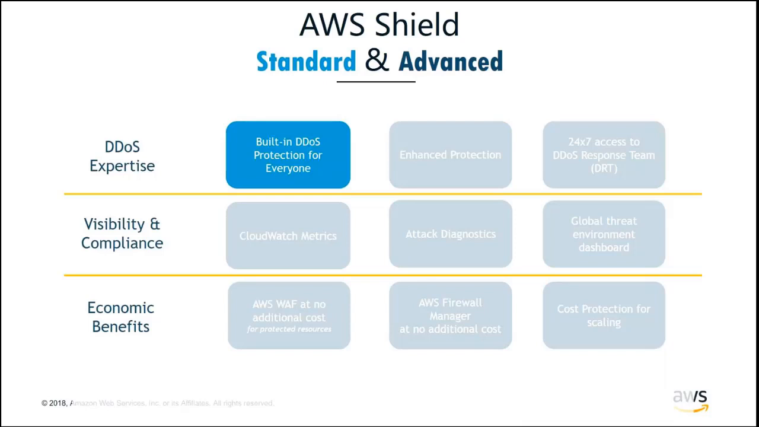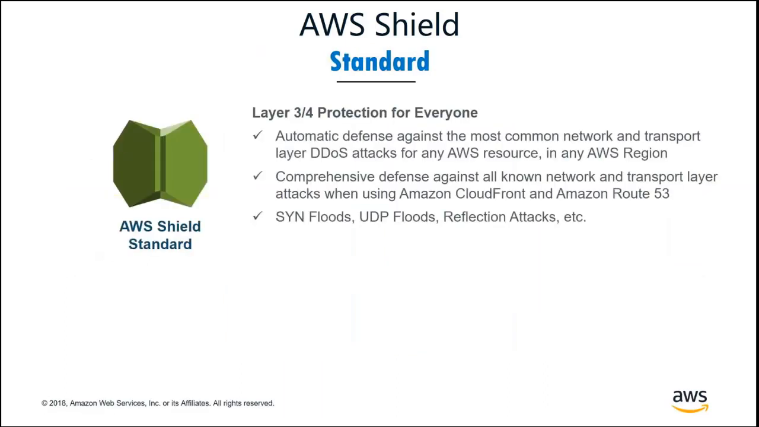Whether it's a simple web application running on Beanstalk, or a single game instance running on an EC2 instance, or a CloudFront distribution protecting your retail environment, Shield Standard is protecting you. You'll get automatic defense against the most common network and transport layer attacks for any resource in any region. If you're using an edge service like Amazon CloudFront or Route 53, you'll have comprehensive defense against all types of attacks like SYN floods, UDP floods, and reflection attacks.